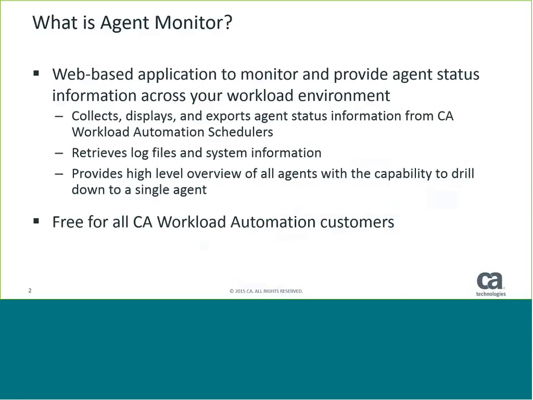Agent Monitor is a new product offering from CA. It's a web-based application that monitors and provides status information about the agents across your workload environment. It works with your schedulers to retrieve this information, providing a high-level overview of all the agents associated with your schedulers, as well as providing the capability to drill down into a single agent, retrieve log files, status information, and other details about the agent. It's a free product for all current CA Workload Automation customers, so you can grab it now at support.ca.com. I definitely recommend going and checking it out.